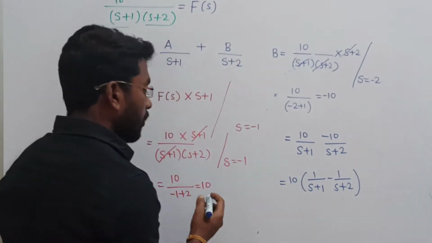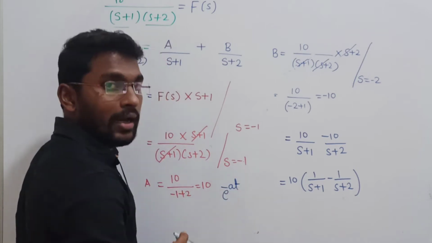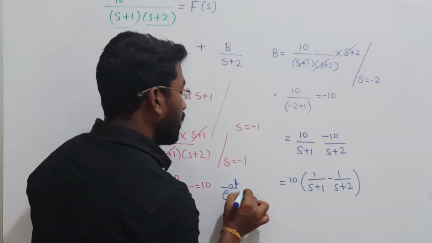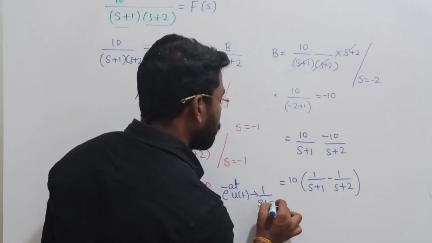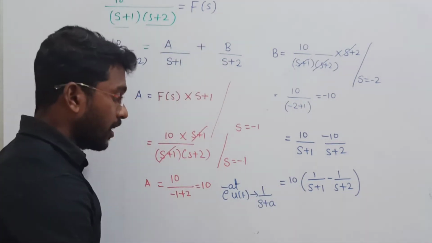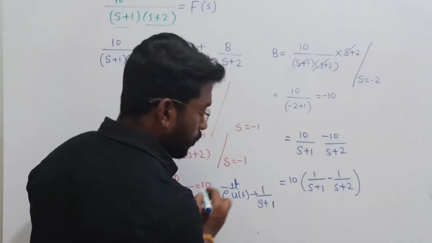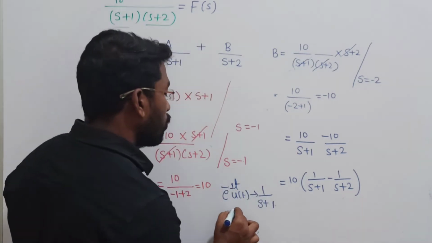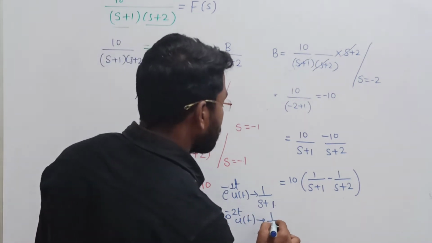I hope you all remember in our last lecture what e power minus at is. Laplace of e power minus at u of t can be simply rewritten as 1 upon s plus a. Now what we have understood from here: if the value of a equals 1, then you will have 1 by s plus 1. If the value of a equals 2, e power minus 2t into u of t can be written as 1 by s plus 2.